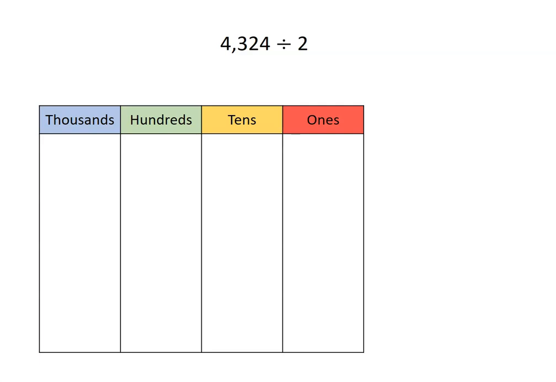4,324 divided by 2. Now this one's slightly different. Some of you might be really good at halving and think, I don't need to do this. But let's have a look at what happens. You might notice why we've chosen this example for you. So let's put our short division, or our bus stop, up. There's our dividend, 4,324. And we're going to divide that by 2.